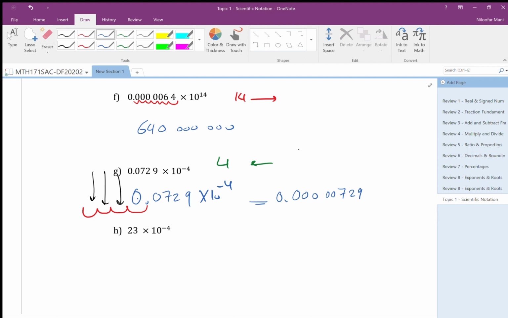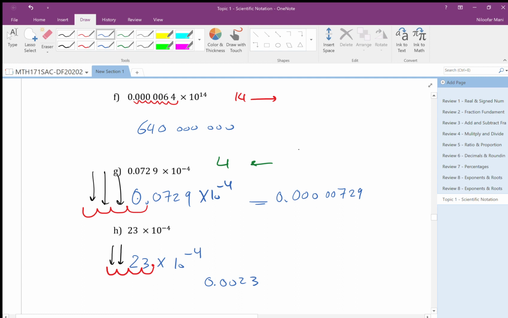Okay, so here you have 23 times this. Okay, so you would say, I don't see any dot. I don't see any dot. So I add a dot here, and then I do 1, 2, 3, and 4. When I don't see a digit, I add 0. Okay, so the answer is 0.0023.